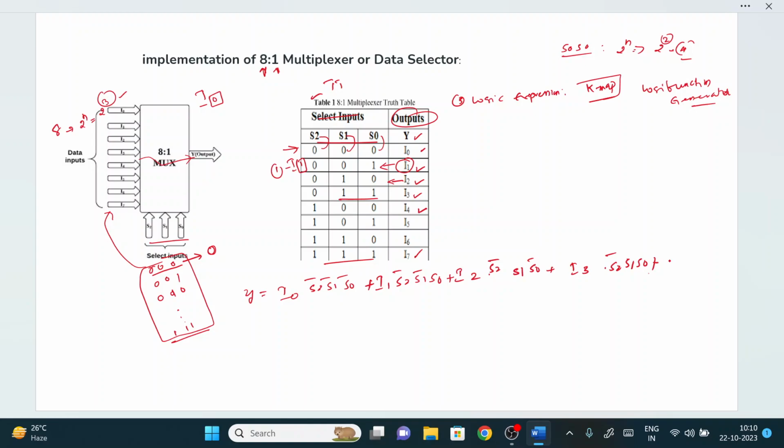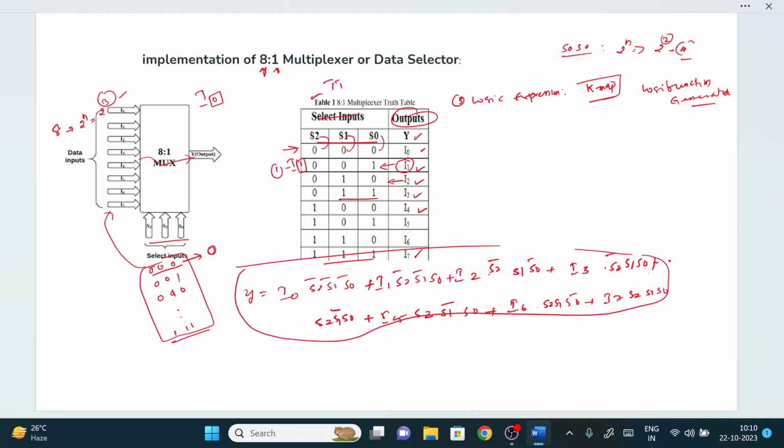Now what is the equation? I4 means S2, S1 bar, S0 bar, plus I5 into S2, S1 bar, S0, plus I6 into S2, S1, S0 bar, plus I7 into S2, S1, S0. So this is the logic expression.